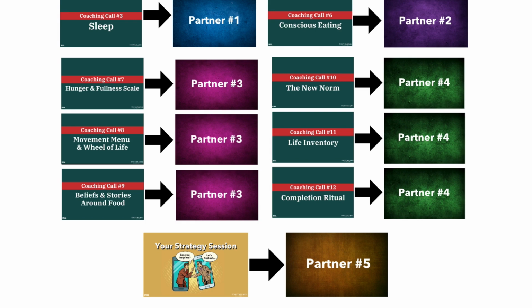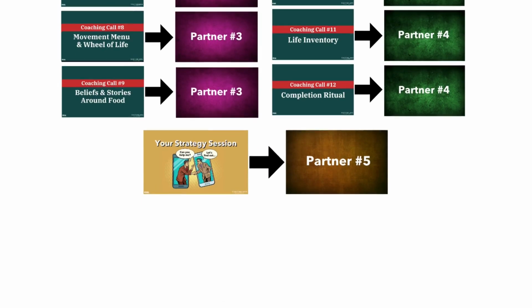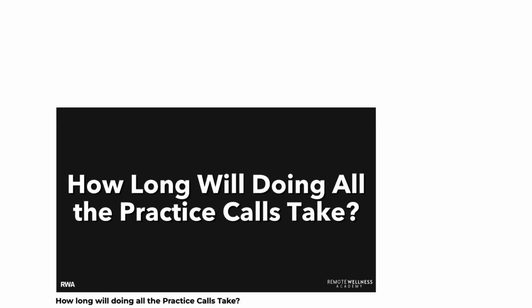So there are going to be 5 different students that you are going to practice with throughout Module 5, and you're going to do 3 calls with each of them, and then you're going to do the strategy session by itself with a different partner. So that is how the actual structure of the practice calls is going to look inside of this module.